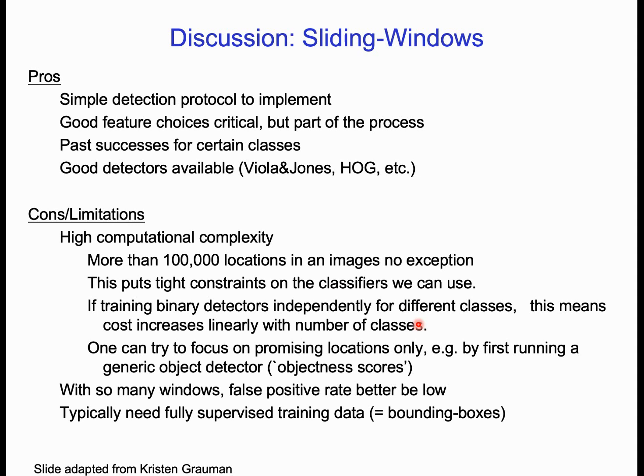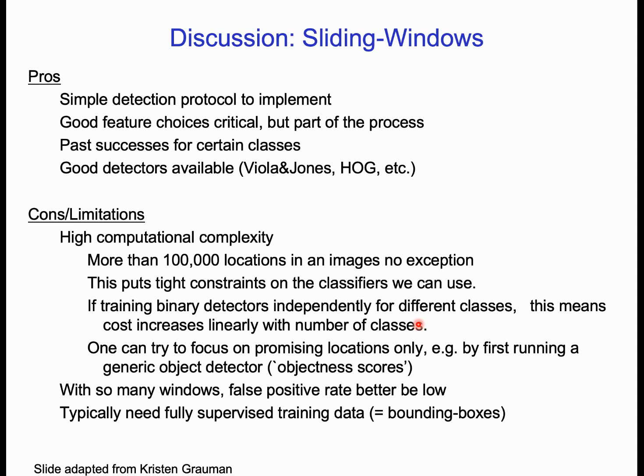So let's have some final remarks about sliding window detection. The advantages are you can create a very simple detection protocol, and you can implement it in a simple way. Good feature choices are critical. Again, we cannot extract extremely complicated features because it will take time, but you also cannot extract bad features because then you will get a bad detector. But this is a part of the process, especially if you think about Viola-Jones. There are a lot of successes for certain classes, especially faces, and there are very good detectors available.